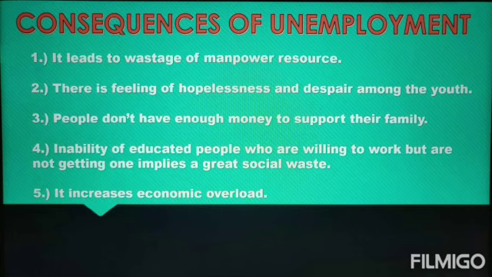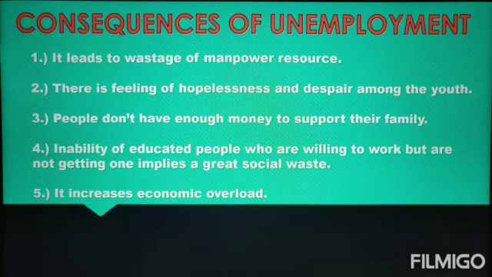Point number 2, there is a feeling of hopelessness and despair among the youth. Students, unemployed people may suffer from depression or other mental health issues as they have to struggle to meet the necessities of the family. Point number 3, people do not have enough money to support their family. Students, this we all know that unemployed people are not able to earn anything to feed their family and meet their family's requirements.